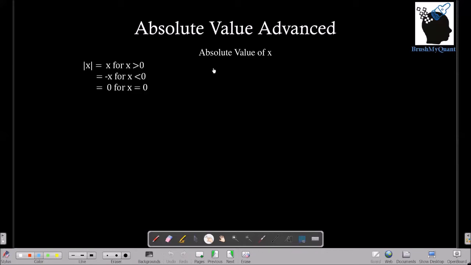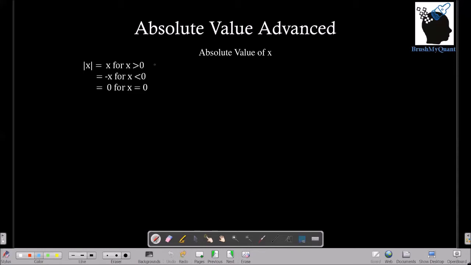So if you remember from the first video, mod of x will be equal to x if x is greater than 0. Mod of x will be equal to minus x if x is less than 0. And mod of x will be equal to 0 if x itself is 0. Let's take an example for this.